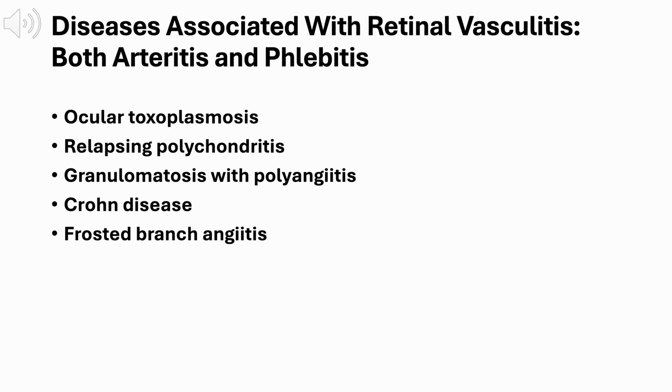And some diseases involve both arteries and veins. This mixed group includes ocular toxoplasmosis, relapsing polychondritis, granulomatosis with polyangiitis, Crohn's disease, and frosted branch angiitis, the last of which is itself a striking clinical picture of florid perivascular sheathing. Taken together across these 3 slides, the message is that characterizing vasculitis as arteritic, phlebitic, or mixed is a real diagnostic lever, narrowing a broad differential into a manageable shortlist.